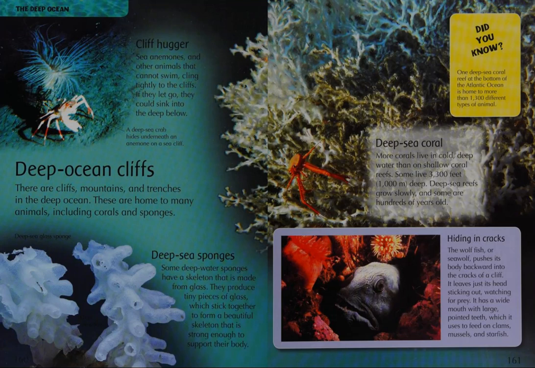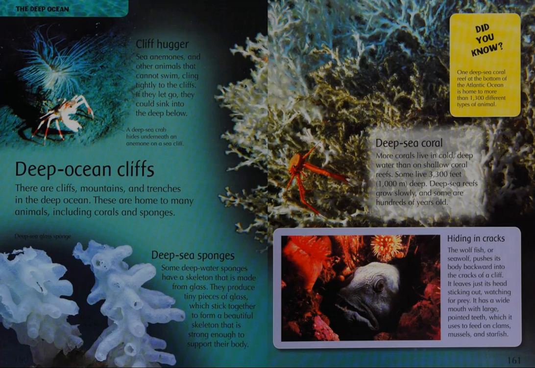Deep-sea sponges. Some deep-water sponges have a skeleton that is made from glass. They produce tiny pieces of glass, which stick together to form a beautiful skeleton that is strong enough to support their body. Deep-sea glass sponge. Glass skeleton.